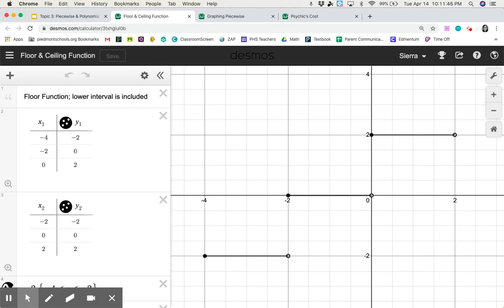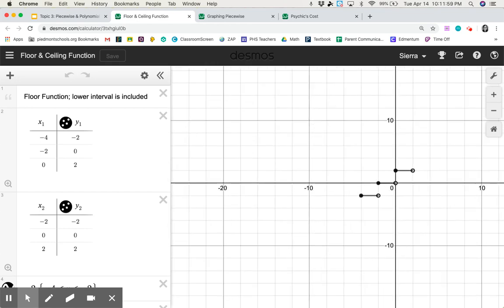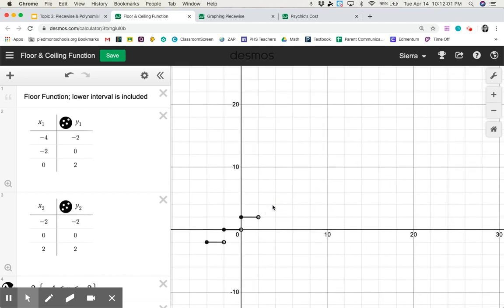So this is for the floor function. You can see those dots filled in on the bottom. That is the part that is included in the graph. And you can see it's forming those steps. Generally, with these step functions, you'll see multiple, more than just 3. So there might be another step here and then here, and it will continue. And it will look just like steps.